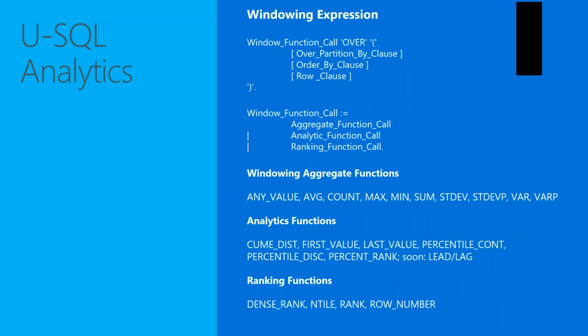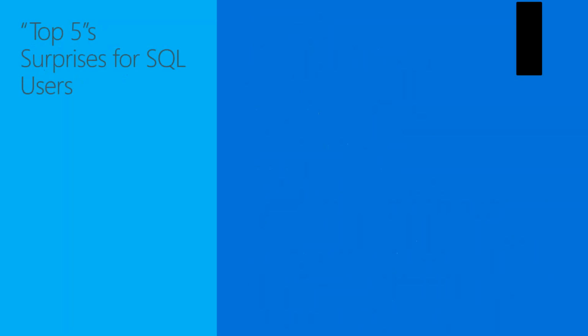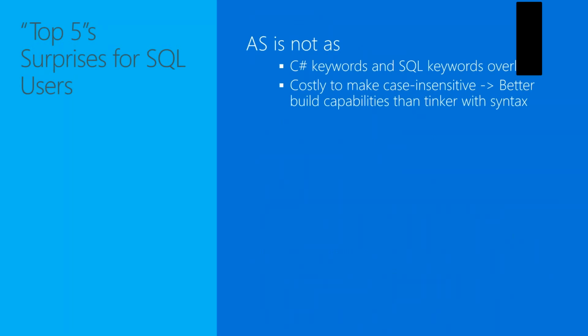And C# is case sensitive, so we did take a look at investigating if we could make our U-SQL keywords case insensitive, so you can have lowercase select and so on. But it turned out that making this happen inside our compiler framework was very costly, probably about 6 to 12 person months to get that done. So we decided to build capabilities rather than tinker with the syntax.